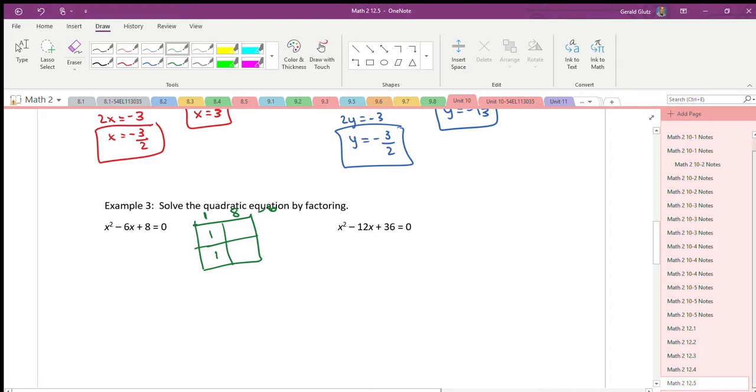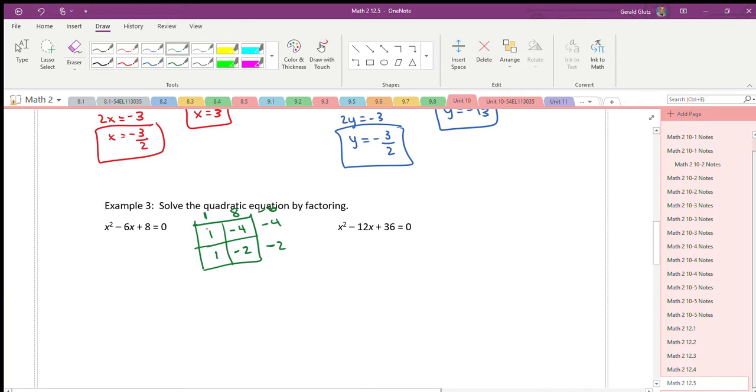Then I need two numbers that multiplied equal positive 8, but when you add them together equal negative 6. So if they add up to a negative number but multiply to a positive number, they both have to be negative. So I'll try negative 4, negative 2. So when I multiply across, I get 1 times -4 is -4, 1 times -2 is -2. So these two numbers, when I add them together, do equal -6. So that means my factors are in here.